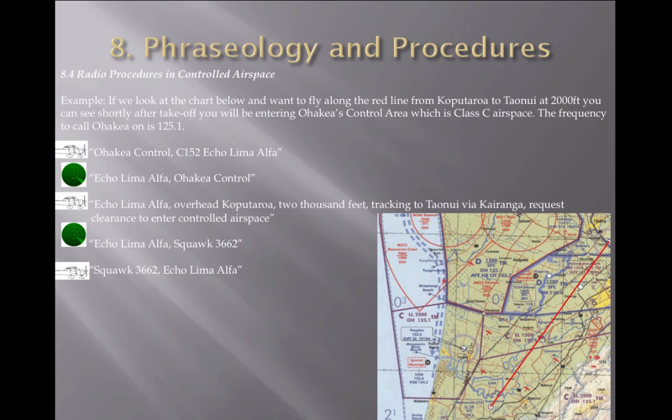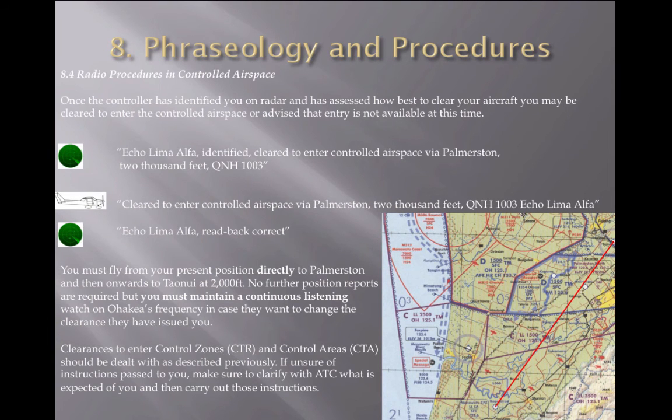You'll receive, from control, Echo Lima Alpha, squawk 3662. You will, because it's mandatory, respond, squawk 3662 Echo Lima Alpha. Once the controller has identified you on radar and has assessed how best to clear your aircraft, you may be cleared to enter the controlled airspace, or be advised that entry is not available at this time.